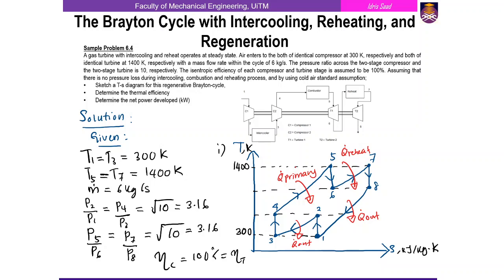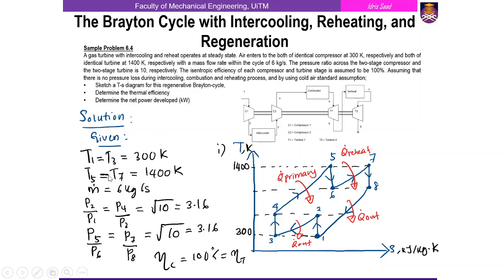So the pressure ratio across the two-stage compressor and the two-stage turbine is 10, respectively. The isentropic efficiency of each compressor and turbine stage is assumed to be 100%. Assuming that there is no pressure loss during the intercooling, combustion, and reheating processes, and by using the cold air standard assumption: first, sketch the T-S diagram for this Brayton cycle. B. Determine the thermal efficiency. C. Determine the net power developed in kilowatts.